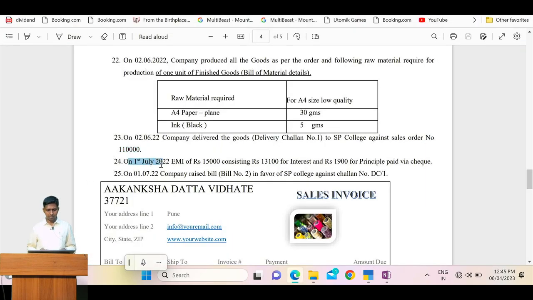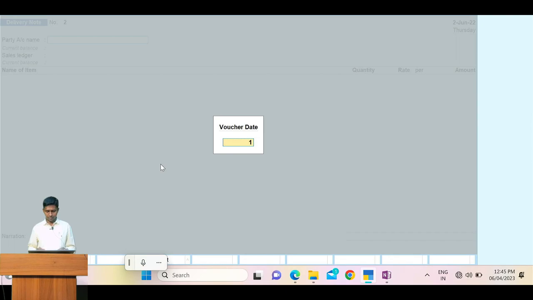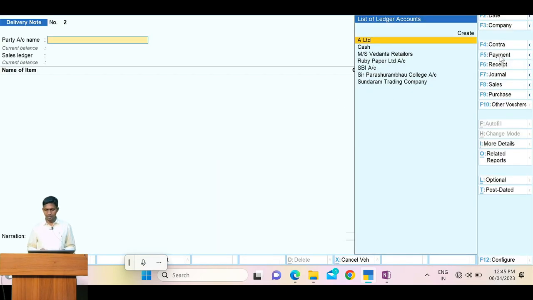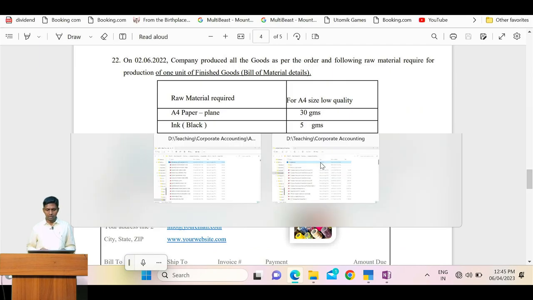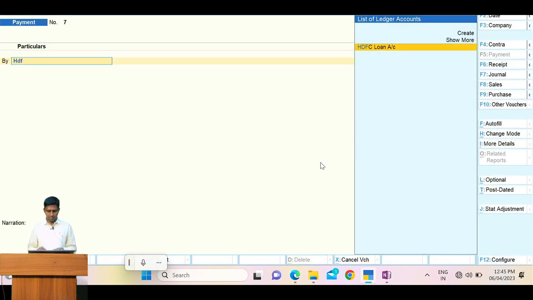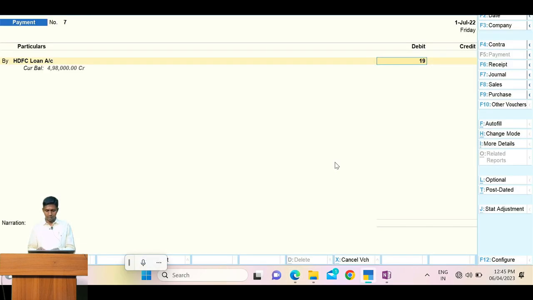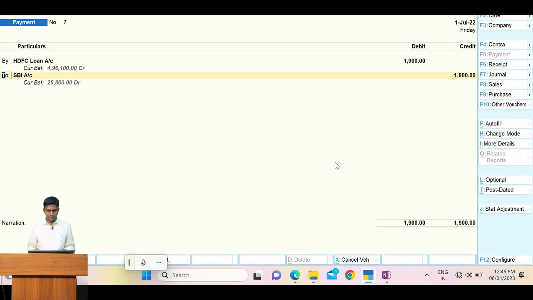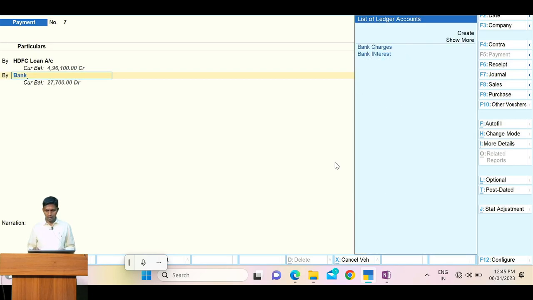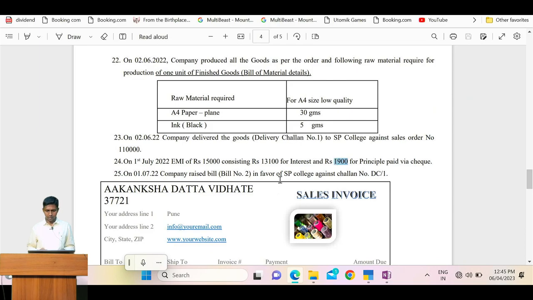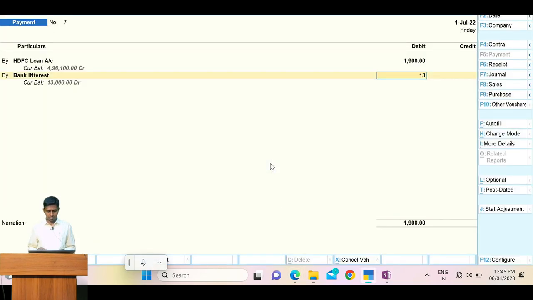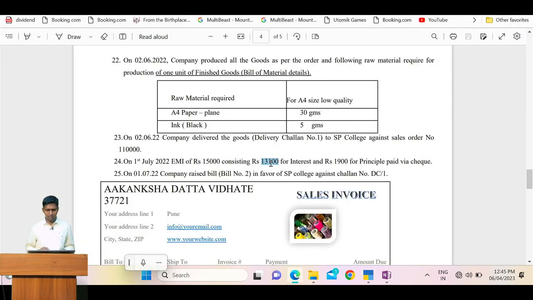Then on the 1st July, EMI paid, you know the EMI entry, now first July, that date you paid, that means payment voucher. To whom? EMI paid to HDFC Bank, against HDFC loan. Now how much is principal, that is important, principal 1900, 1000 say 900, and then interest by bank interest, now bank interest is 13100, previously that was 2 and 13, no?